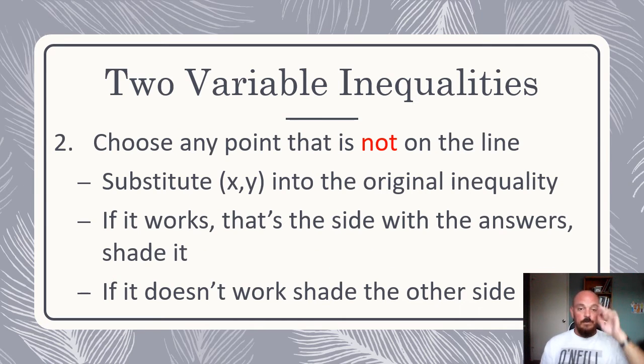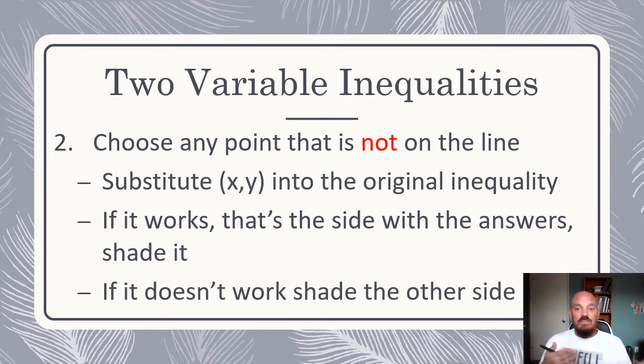And the way we do that, you choose any point that is not on the line. It's very important that you don't pick a point that's right on the line. In fact, I try to pick something that's not even close, so I'm sure of where it is. Now you take that point that you've chosen, take the x and the y from the point, and substitute it into the original problem. You're going to plug in this for x, plug in this for y, multiply, add, do whatever you need to do. Eventually, you'll get an inequality.